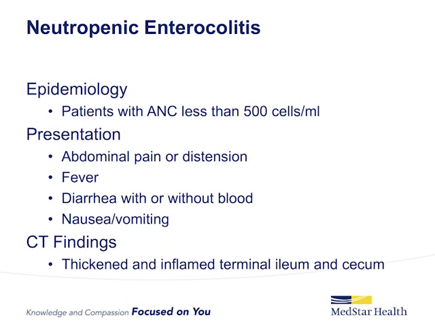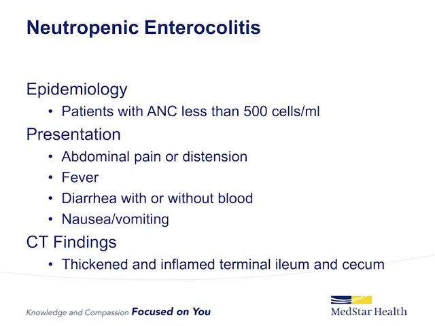Next, I will discuss neutropenic enterocolitis, or NEC. Neutropenic enterocolitis is a potentially fatal disease that was originally discovered in patients with neutropenia secondary to chemotherapy. However, it has also been seen in patients with absolute neutrophil counts less than 500 cells per mL, as noted in many patients with HIV. Patients with neutropenic enterocolitis commonly present with abdominal pain, abdominal distension, fever, diarrhea with or without blood, nausea, and vomiting.